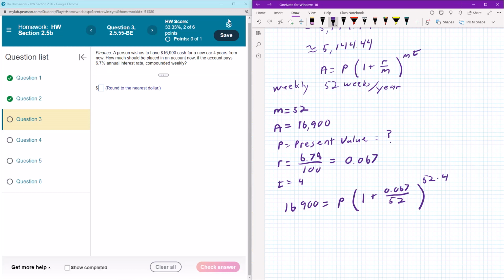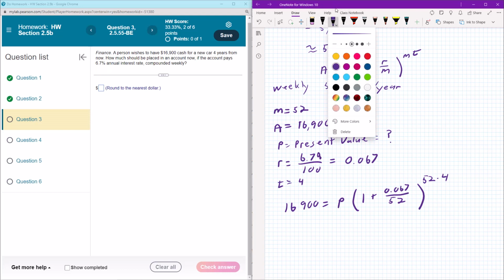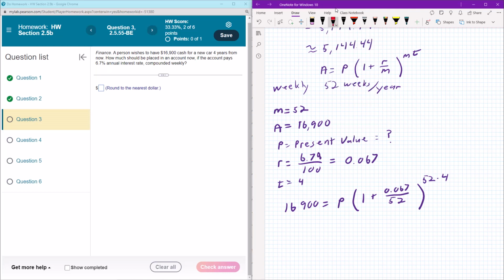Okay, so remember, we're trying to find P, and so it might be best that we isolate this. One thing that you could do is compute all this, get a number, and then divide it out by that number. That typically is a good way to do it. The only danger is that if you round off too early, you might lose some information. The way I'm going to try to do this is in its current form, and I'm just going to divide both sides by this entire quantity. So I'm going to divide over here by 1 plus 0.067 divided by 52 raised to the 52 times 4 power.